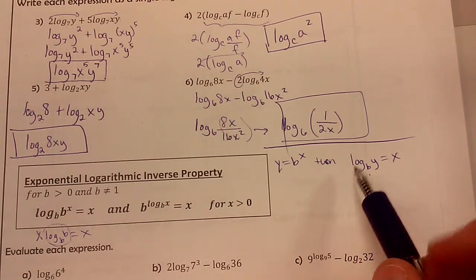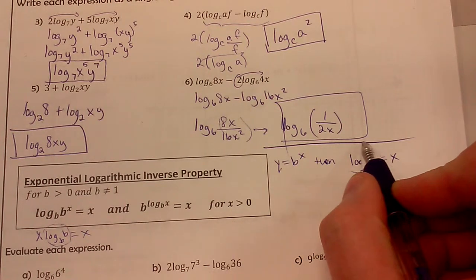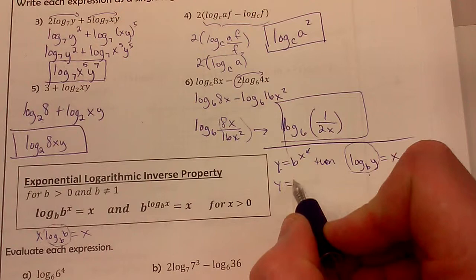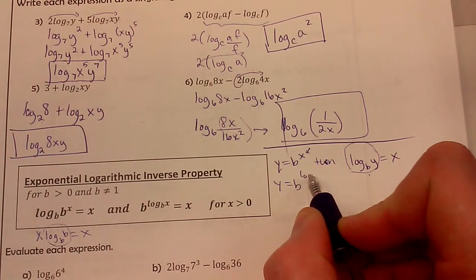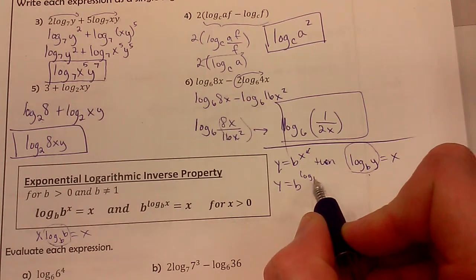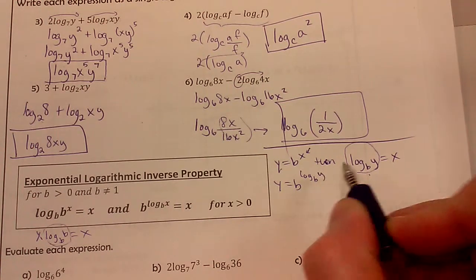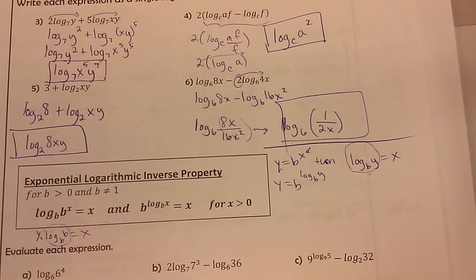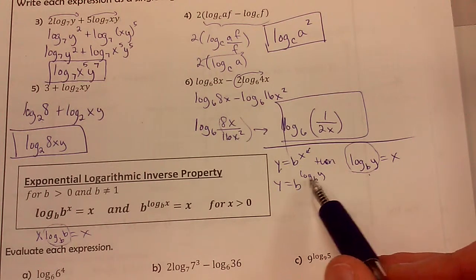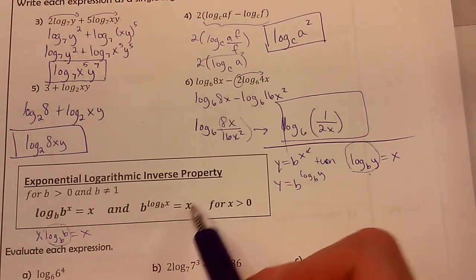Well, watch what happens now when I take this and substitute it in for x right here. y equals b to the log base b of y. So notice, right? b raised to the power of log base b, these cancel, and I get y. So that's just exactly what we have here, just the letter y instead of x, right?